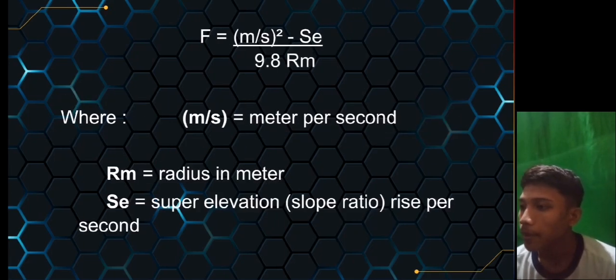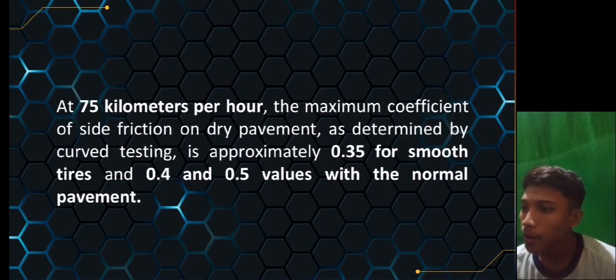F is equal to (meter per second) squared minus SE over 9.8 rm, where meter per second is the speed, and rm is equal to radius in meters, SE is equal to superelevation. At 75 km per hour, the maximum coefficient of side friction on dry pavement, as determined by curve testing, is approximately 0.35 for smooth tires and 0.4 to 0.5 with normal pavement.